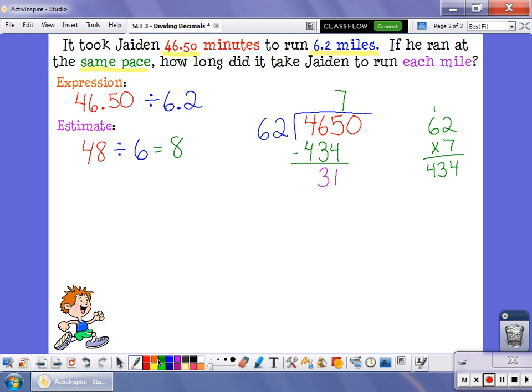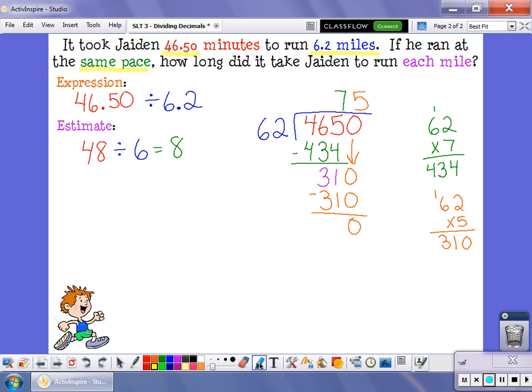My next step is to bring down this 0. And now I have 310. 310 divided by 62. Again, if this were 60, that would go in about 5 times. So let's try 62 times 5 and see what we get. 2 times 5 is 10. 5 times 6 is 30, plus 1 is 31. And that's perfect. So I do my subtraction. I get 0. There's nothing left to bring down.